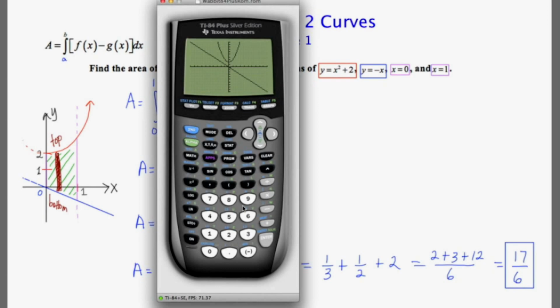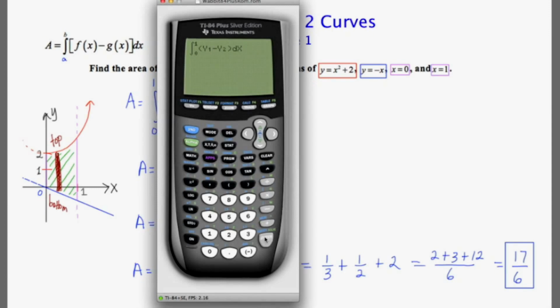And now I'm going to have the calculator do all the integration that I just did by hand as a way of checking. So I'm going to go to the home screen, and I'm going to use the integration feature of the calculator, which is Math 9. I'm going to integrate with a lower limit of 0, an upper limit of 1, and I'm going to be integrating the top curve minus the bottom curve, or in this case, y sub 1 minus y sub 2. And I'm going to be integrating with respect to x.